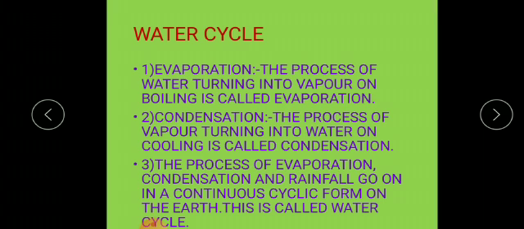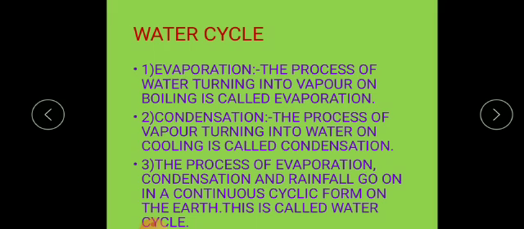Let's read out what is written here. Evaporation. The process of water turning into what? Vapor on boiling is called evaporation. So when water gets boiled up, it gives us water vapor on boiling because of the heat of the sun. That process is known as, children, evaporation.